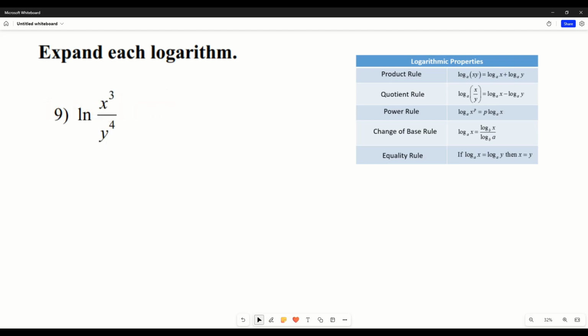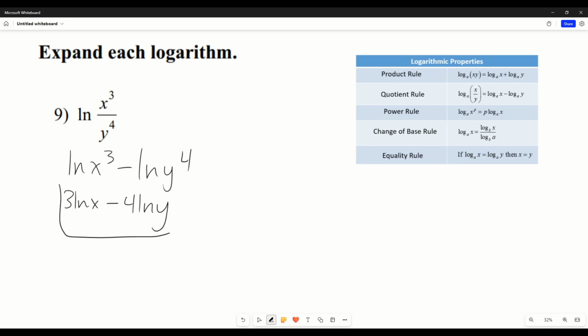For question 9, we have natural log of x to the third over y to the fourth. For this, we're going to use the quotient rule again. So it's going to be natural log of x to the third minus natural log of y to the fourth, and then use the power rule. 3 times natural log of x minus 4 times natural log of y. And this is our completed expanded form of this logarithm.